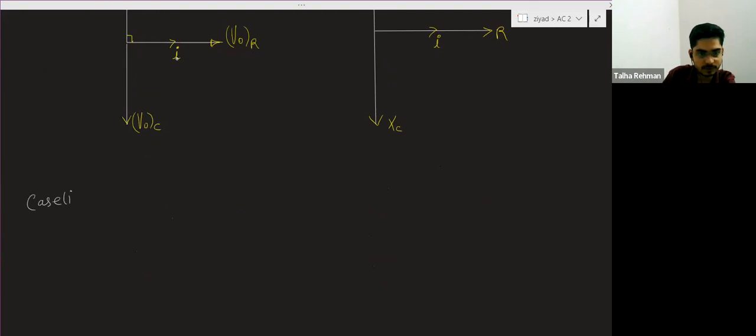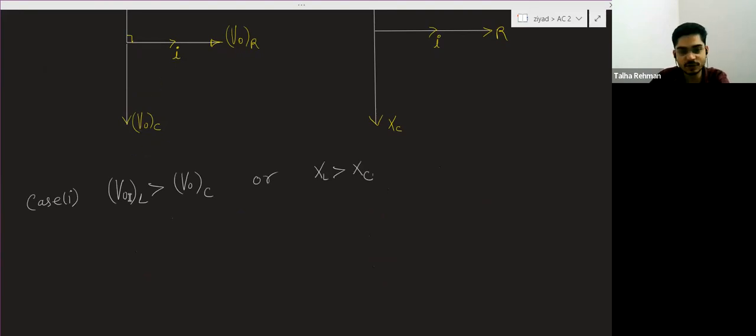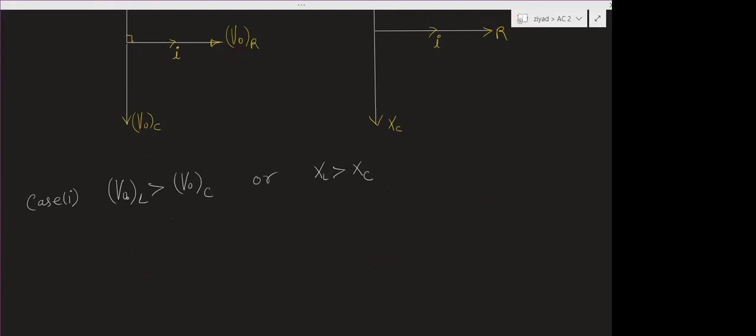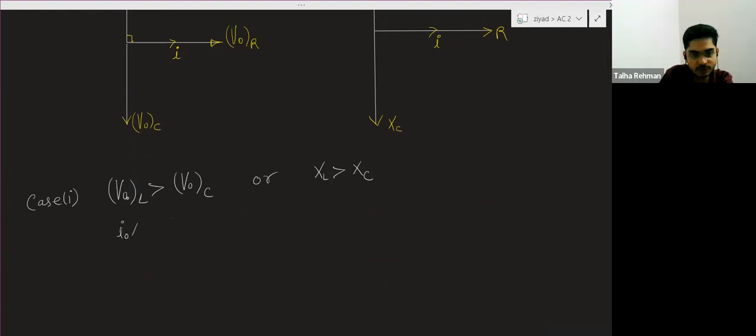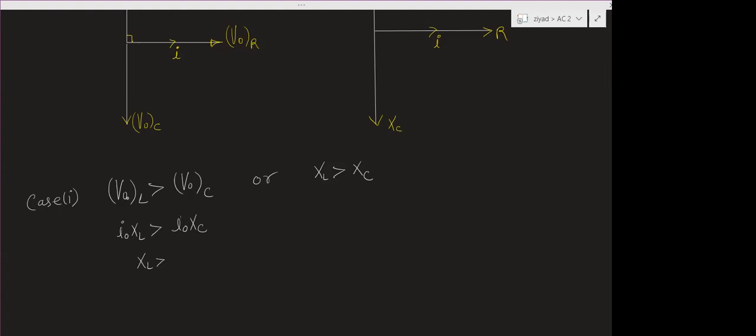Case number one, when the peak value of the voltage across the inductor is greater than the peak value of the voltage across the capacitor, or you can say XL greater than XC. We can say XL greater than XC because see here, V naught L can be written as I naught into XL, which is greater than I naught into XC. So I naught will be cancelled out. So you can say XL is greater than XC.